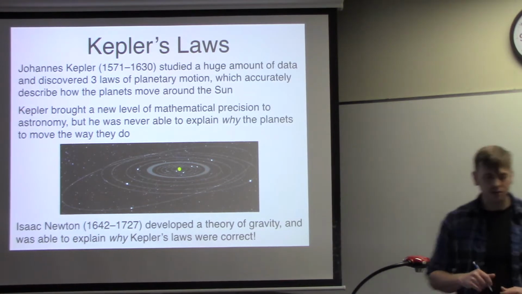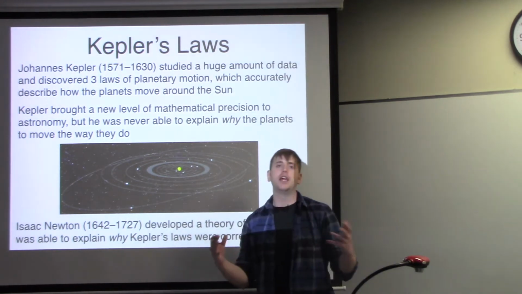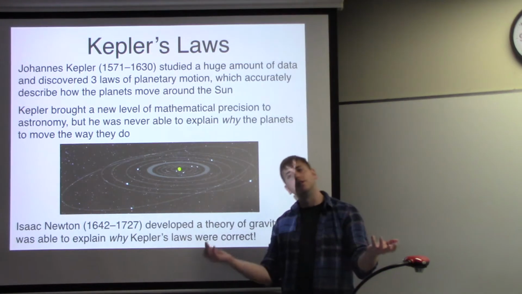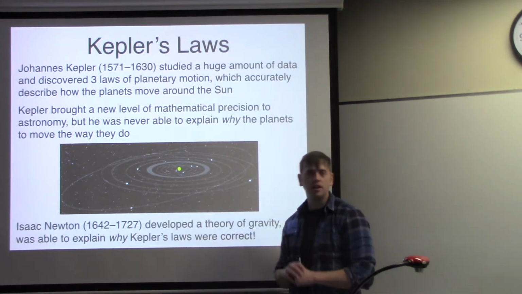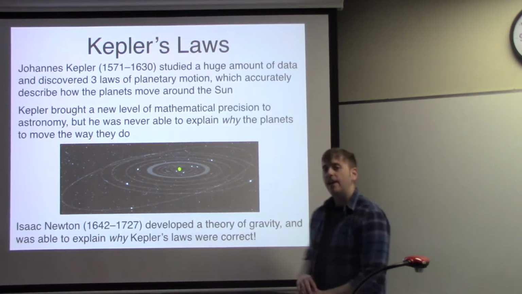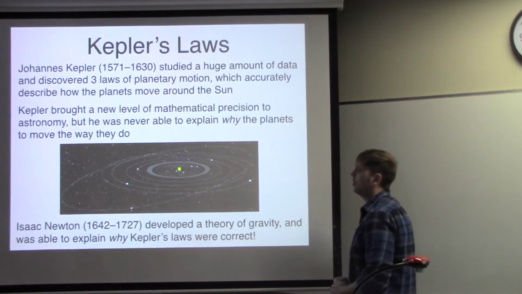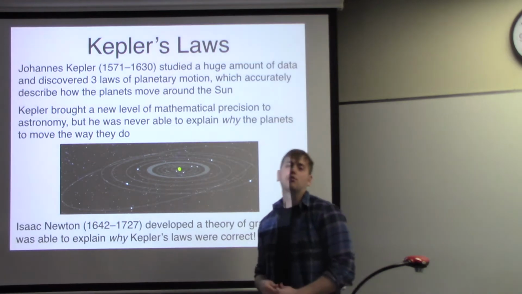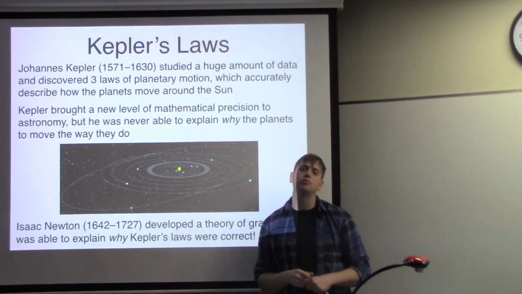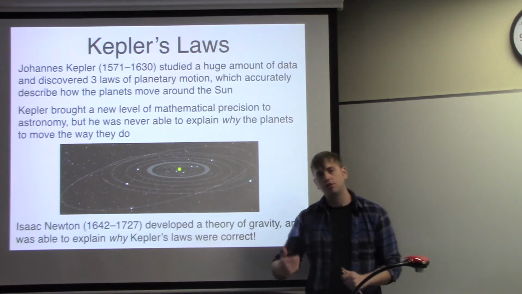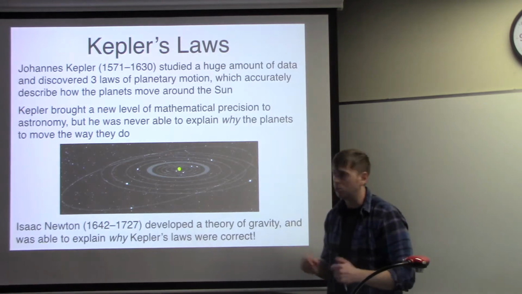So what Johannes Kepler did was he studied a huge amount of data, tracking the motion of all the different planets in the solar system. He really studied it closely, looking for any kind of pattern that he could find. And out of that, he discovered 3 laws of planetary motion, which really accurately describe the way the planets move. In fact, Kepler's 3 laws of planetary motion are still valid today. You can still use them today to make calculations, because they really work.